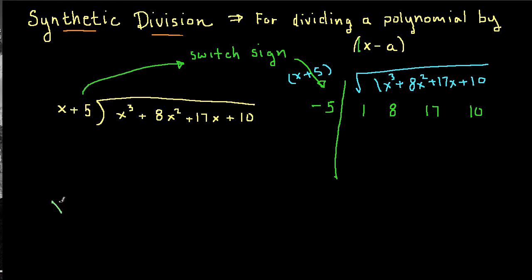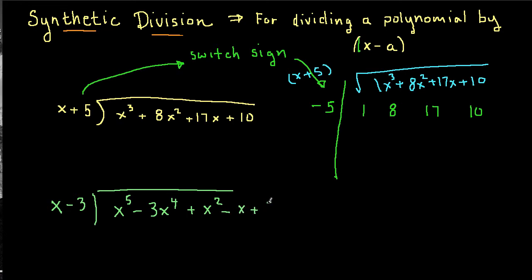What if you had x minus 3 and you're going to divide that into x to the 5 minus 3x to the 4 plus x squared minus x plus 5. First of all, we need to represent our polynomial, and you might notice it has a missing term. It has no x cubed. So that's exactly what we have to insert right there, a 0. So it's got 1 x to the 5, minus 3 x to the 4, 0 x cubed, 1 x squared and minus 1 for the x, and its end term is 5.